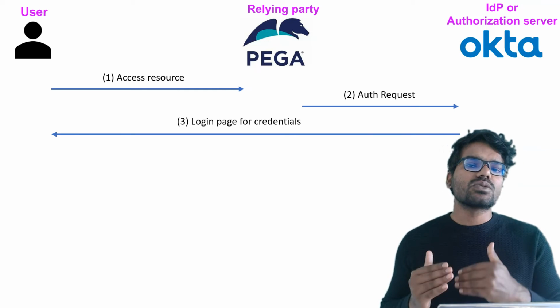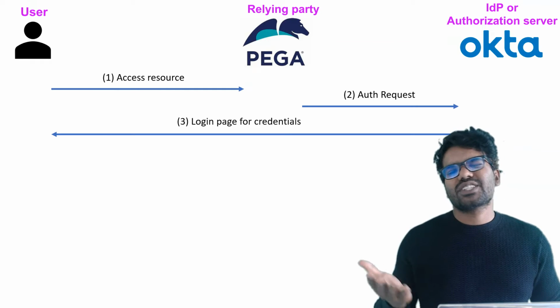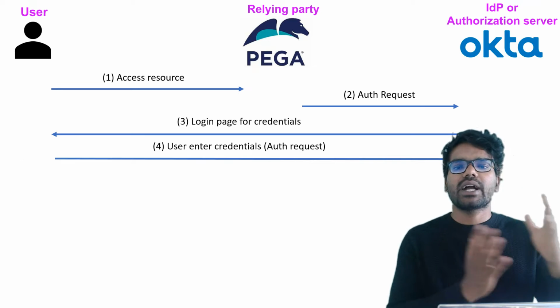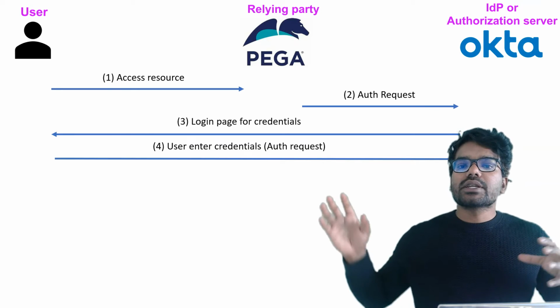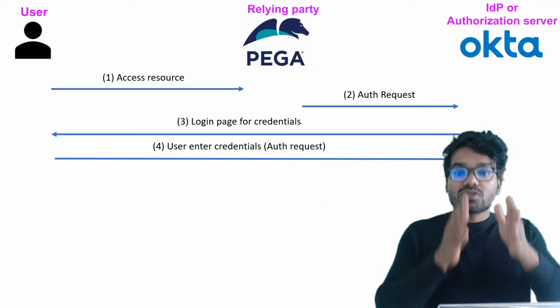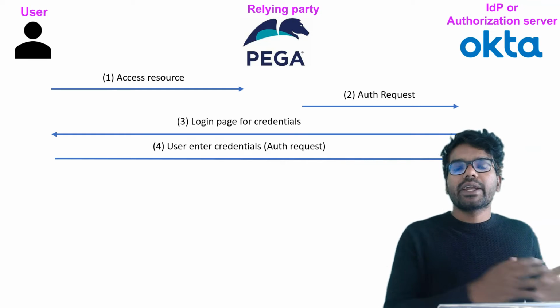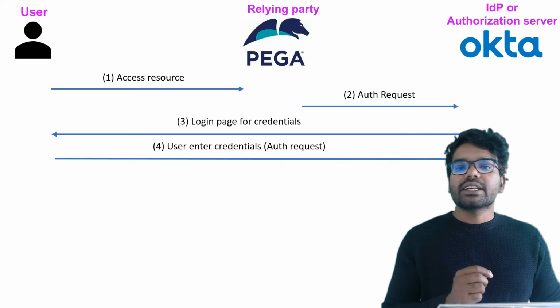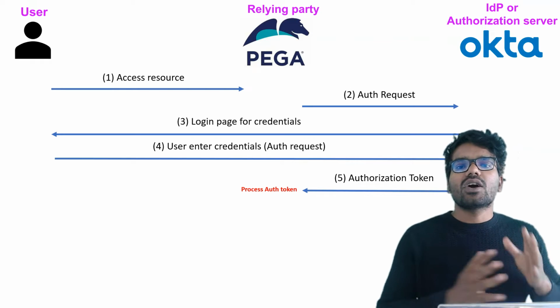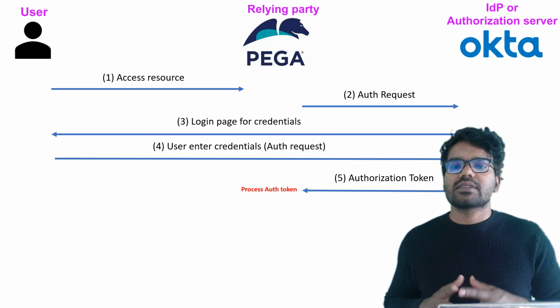And once the user gets the login page, the fourth step is, of course, they send the login credentials, which get sent to the IDP. Remember, even though the user is standing apart, he is using Pega's URL. So Pega is also in the middle between the identity provider and the user. Once the credentials are verified, the identity provider sends the authorization code to the Pega server URL.